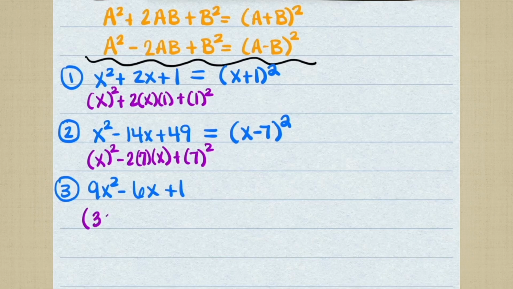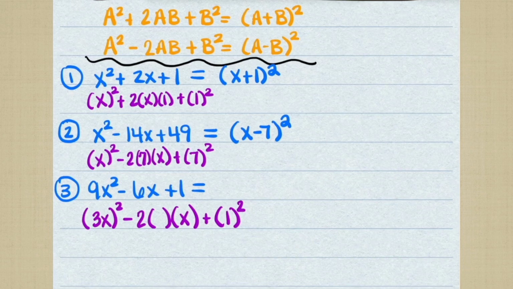Okay, now let's do one with the term in front. This is 3x squared, right? And then we have to say minus 2 times something times x plus 1 squared. Well, what's that something? Well, 2 times 3 gives you 6 times the x, right? And then you have 1 squared. So this is going to be 3x minus 1 squared. Very simple.